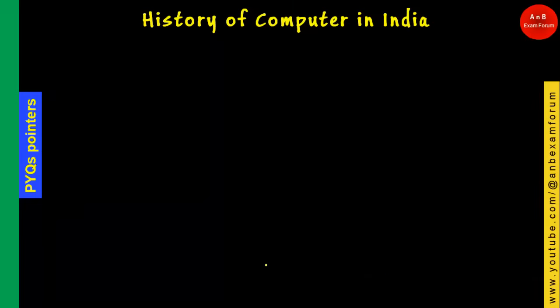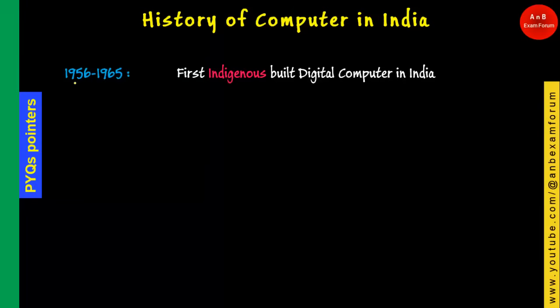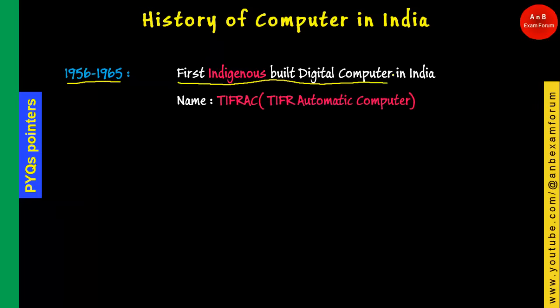Afterwards, between 1956 and 1965, one major thing happened in the field of computers in India, that is, we have the first indigenously built digital computer. Previously we had imported from the British, and this time we made the first digital computer, and the name is TIFRAC. So what is TIFRAC? It is TIFR, that is Tata Institute of Fundamental Research Automatic Computer. You should remember the name TIFRAC.